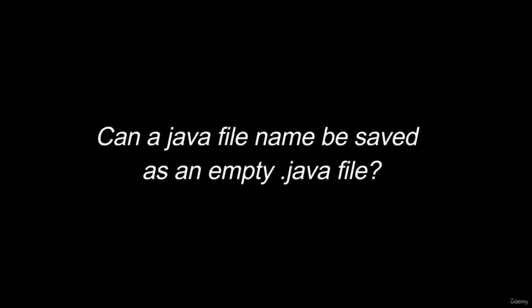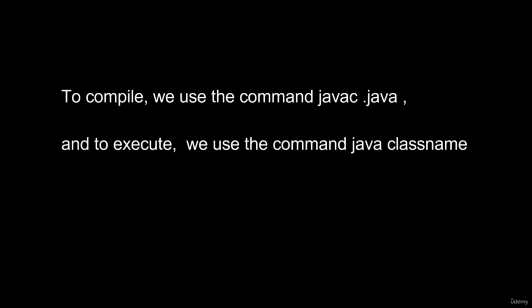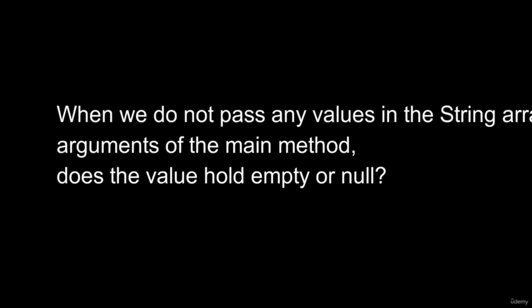Can a Java file name be saved as an empty .java file? Yes, we can save a Java file without a file name by using only .java. To compile, we use the command javac .java, and to execute, we use the command java class name. When we do not pass any values in the string array arguments of the main method, does the value hold empty or null? The value will be empty but not null.